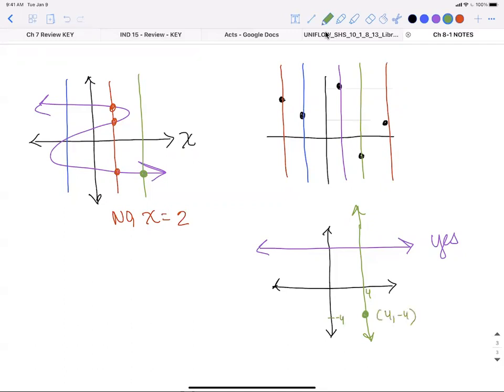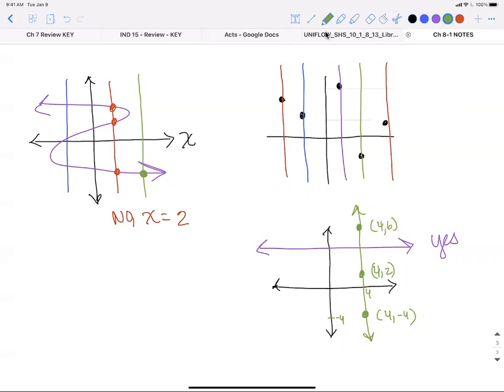Everybody good with that? If I were to just randomly pick another point on this line and name it, I'll pick this point right here. That point would be (4, 2). Everybody good with that? No matter where I put a point on this line, what's the x value going to be for every single one of them? It's going to be a 4, every single point I put on this line, because no matter how high or how low I go, the x is always going to be a 4, right?